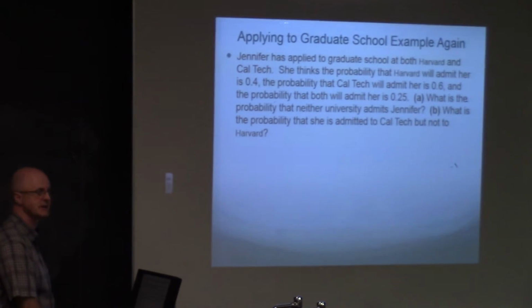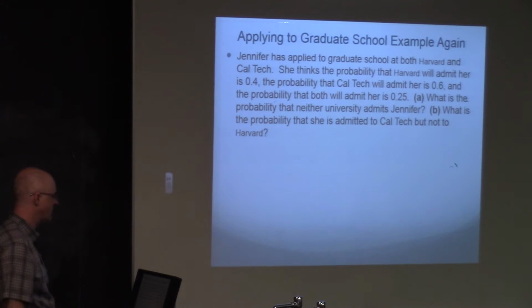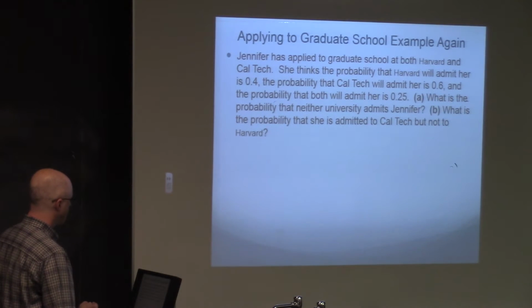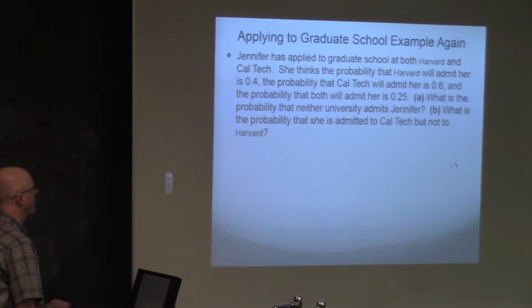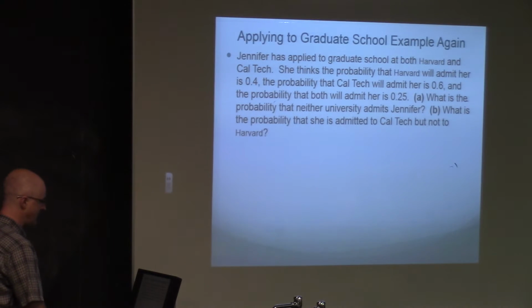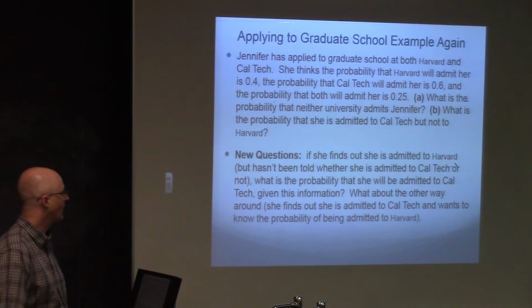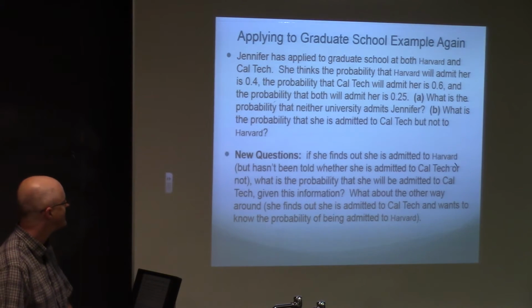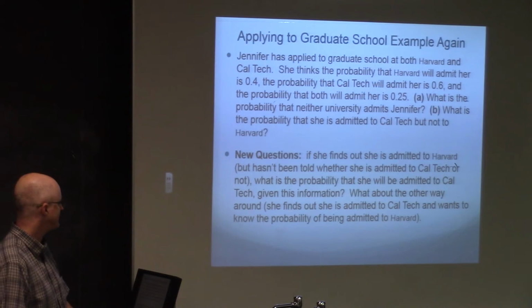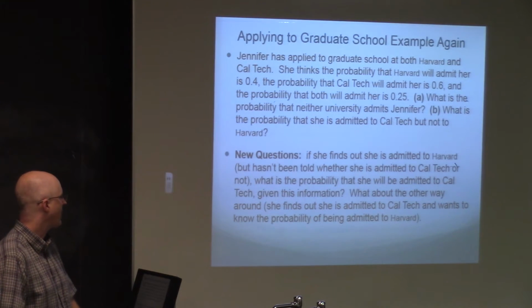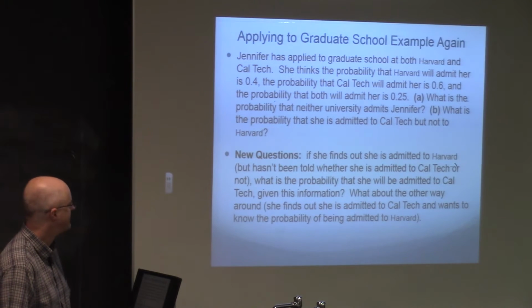Let's go back to the graduate school example. So we're back to Jennifer applying to both Harvard and Caltech. We answered the questions that you see there based on her thinking that Harvard's going to admit her with a probability of 0.4 and Caltech with a probability of 0.6 and both 0.25. Here are some new questions. Suppose she opens her email and finds out she's admitted to Harvard, but she hasn't been told whether she's admitted to Caltech or not.